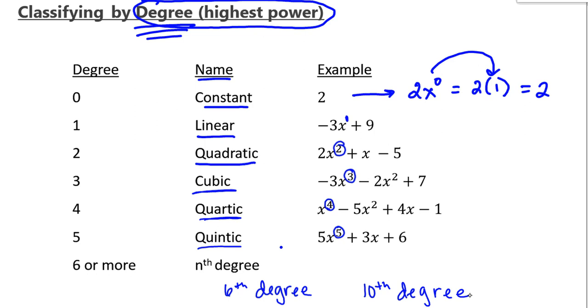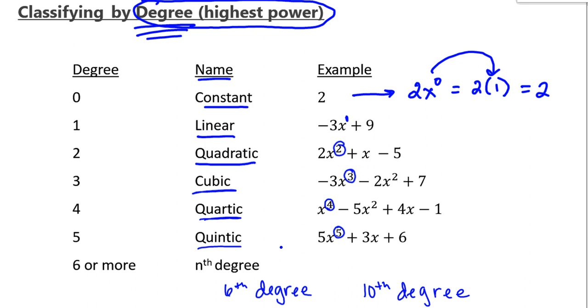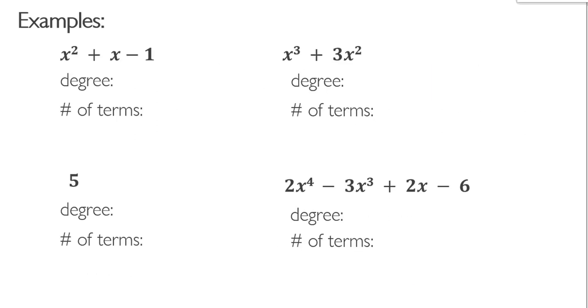So 2 names you're going to give it. One of them is going to be classifying by the number of terms, right? Monomial, binomial, trinomial, or polynomial with so many terms. Then the other one is you're going to classify it by degree. So let's look at an example.